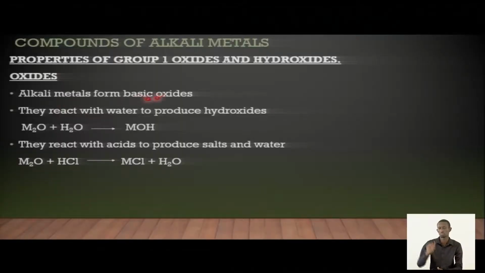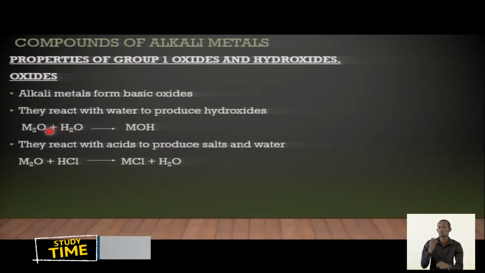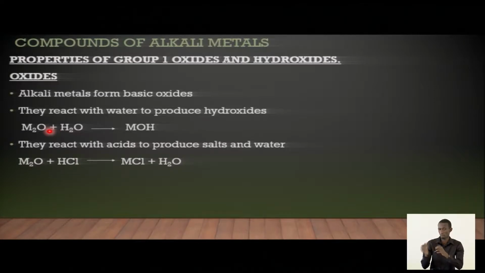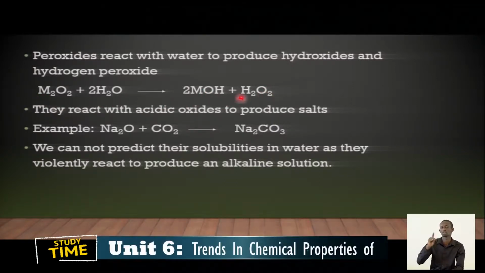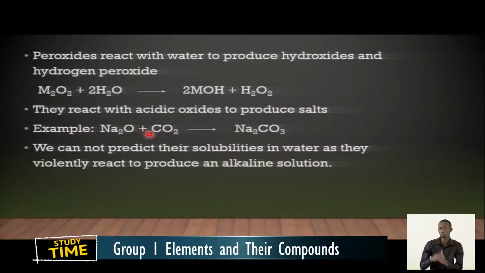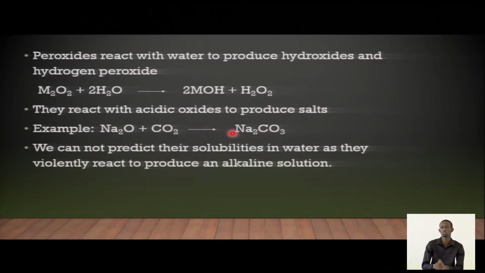So alkali metals form basic oxides. They react with water to produce hydroxides. It's this one. They react with acids to produce salts and water. We know all of these reactions. So your work here will be to take the oxides and replace this M with any metal of your choice, and try to complete the equations. The peroxides will always produce a hydroxide with hydrogen peroxide. And we said they can react with acidic oxides. Here we have the example, and you produce salts.